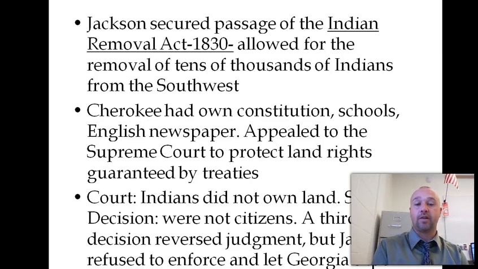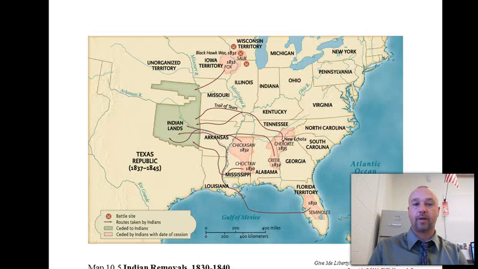And the Cherokee Indians, who adopted the white man's ways, had their own constitution, started their own schools, had an English newspaper. They appealed to the Supreme Court to protect their land rights guaranteed by treaties. But the court, John Marshall's court, said the Indians did not own their land. And the second decision, they were not citizens. The third decision will reverse the judgment, but Jackson refused to enforce it and let Georgia expel the Cherokee anyway.